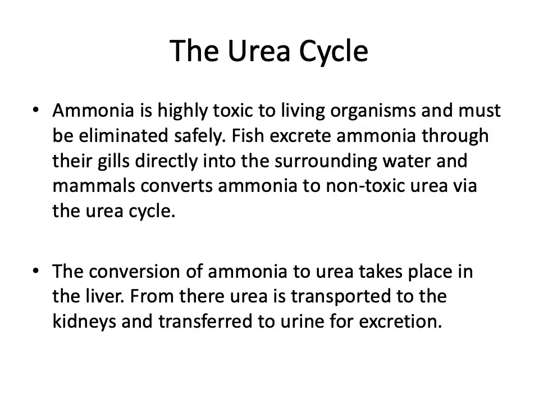So ammonia is highly toxic to living organisms, so we have to eliminate it pretty quickly. We can't let it build up. And different types of animals will excrete ammonia through different mechanisms. Fish can excrete it directly as ammonia through the gills. Some animals, particularly birds, convert it into uric acid, which is a nucleotide derivative, a purine derivative, which we'll see later. But we convert our ammonia into urea for excretion.